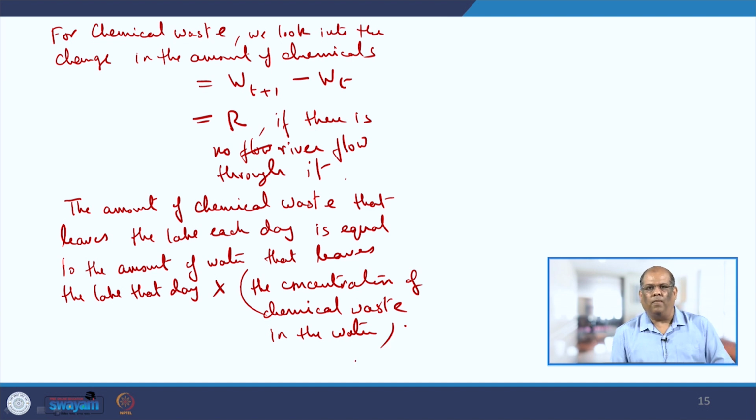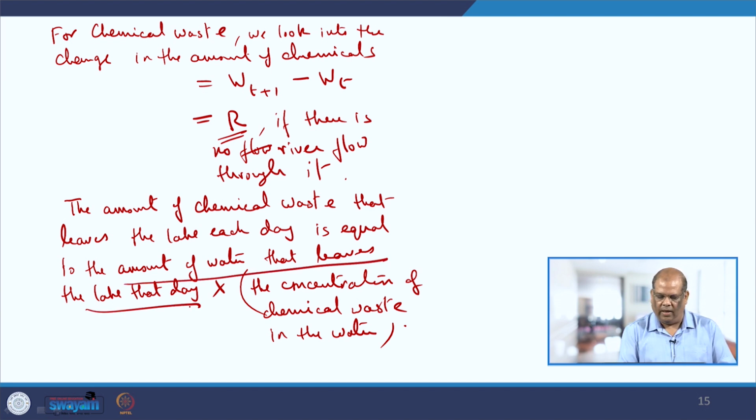Now, this problem has a twist. It says that there is a river flowing through it, and because of that this waste will not remain constant. So, some chemical waste will leave the lake each day because of the flow, and hence the amount of chemical waste that leaves the lake each day is equal to the amount of water that leaves that lake multiplied by the concentration of the chemical waste in that water, which we have to calculate now.